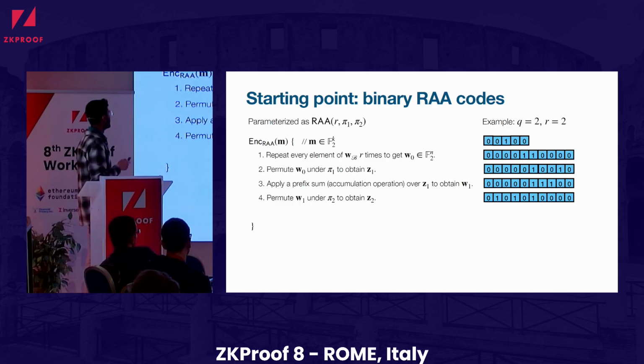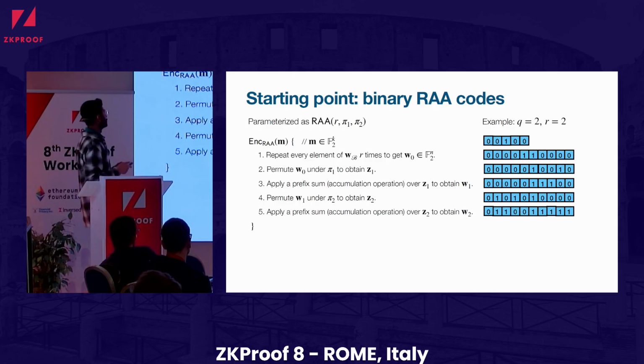And then you permute it again, and then you apply a prefix sum operation again. And this entire code is called the binary RAA code, and this is going to be our starting point.